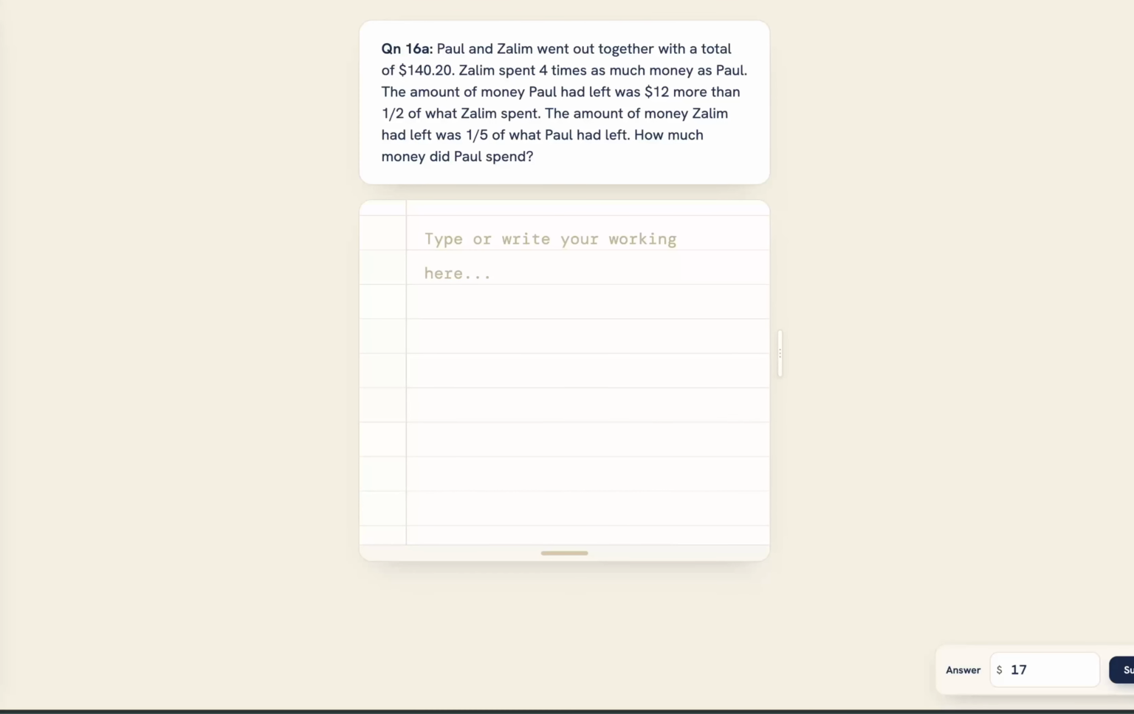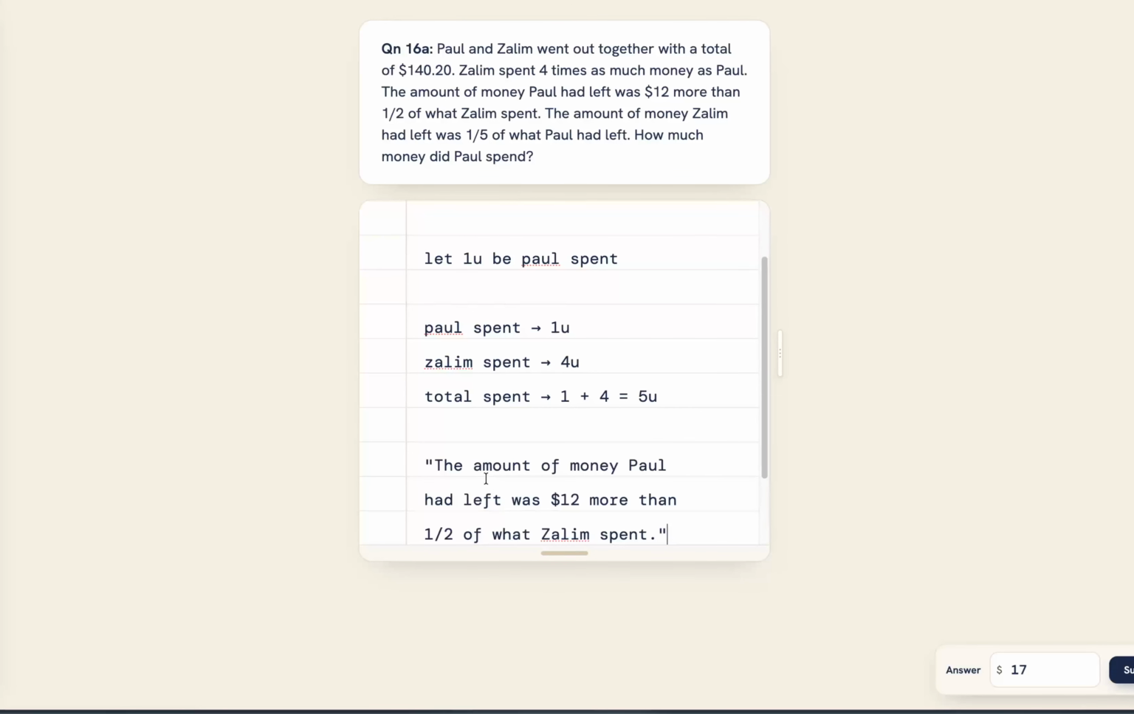Okay, so first we let one unit be what Paul spent. So we go through the sentence step by step. Paul spent a total of 1 unit. Zalim spent 4 units, and the total spent is 1 plus 4, equal to 5 units.